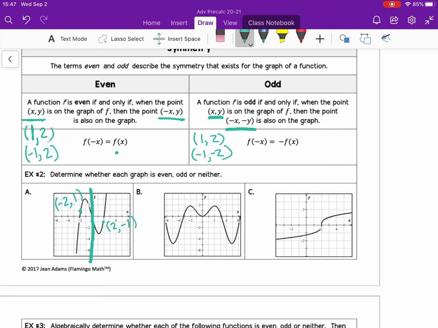Sorry if you hear my dogs in the background. And so therefore, this graph is odd.